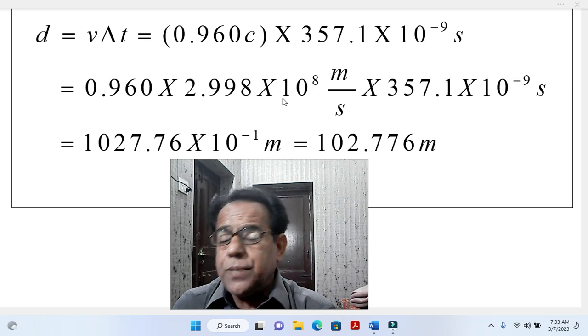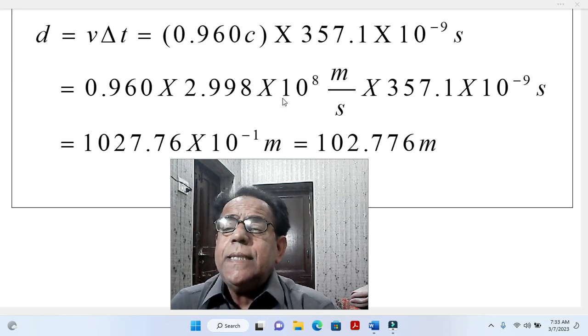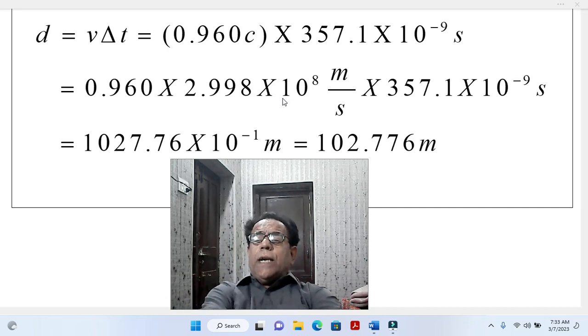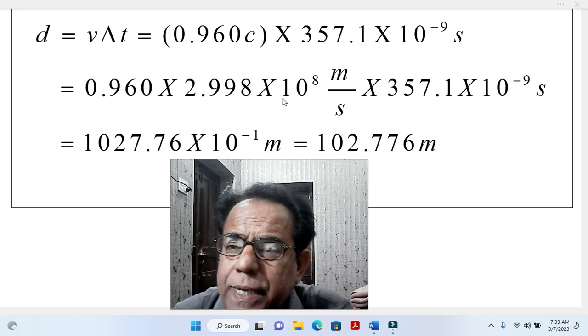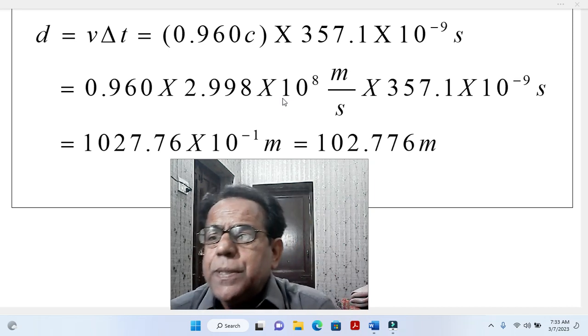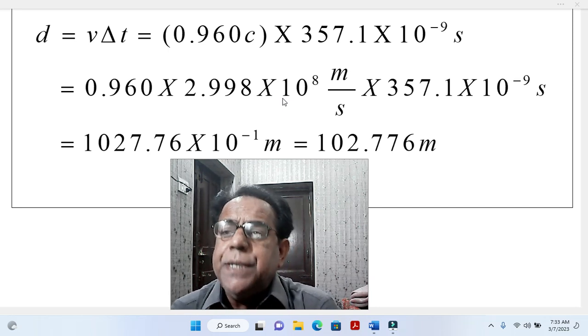In the next step this expression has been simplified. How simplified? Dear students, 1 second is in the numerator and 1 is in the denominator. These 2 seconds will be cancelled out and our answer will be only in meter.